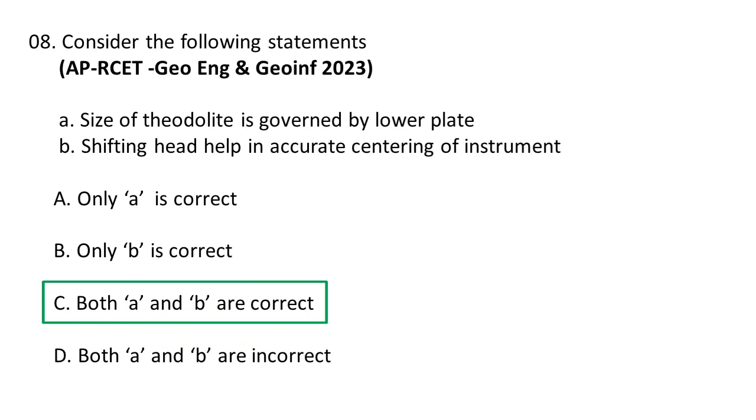A theodolite survey is a surveying method that uses a theodolite to measure the horizontal and vertical angles, and a theodolite is an optical instrument that's mounted on a tripod with adjustable legs and is used to obtain precise angular measurements. It can also be used to extend survey lines and to determine elevation differences and plan engineering works that require greater precision. Here the size of the theodolite is governed by the lower plate, and shifting head helps in accurate centering of the instrument. This all is correct. So that's why C, both A and B are correct.